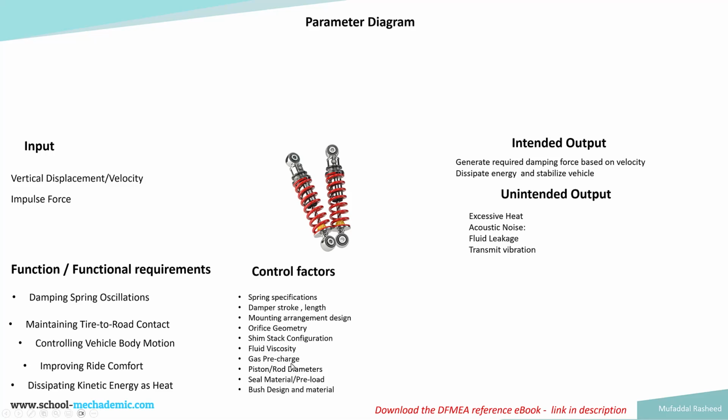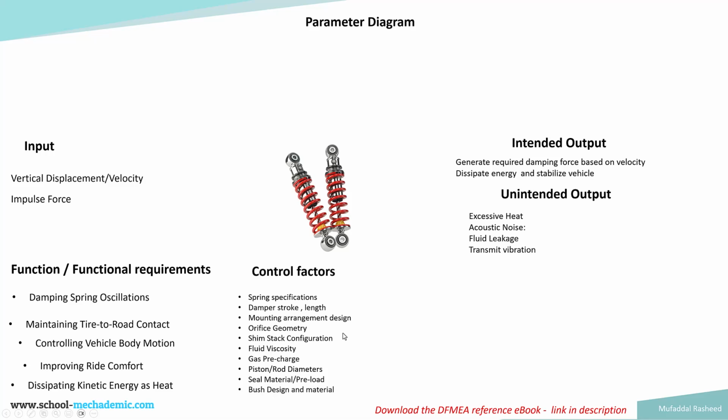If there is any pre-charge gas which maintains the pressure inside the shock absorber or inside the damper, then what is the pre-charge of that gas, the level of pressure because of that gas pre-charge, that is another control factor. The piston and rod diameters, the design specification of the piston and rod directly affects. Seal material and preload, the sealing of the shock absorber will also have a direct implication.